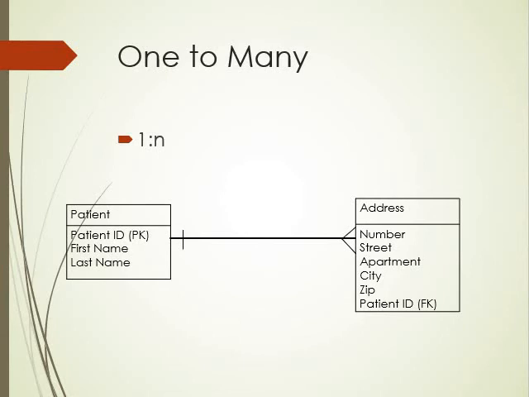A one-to-many relationship is the most important and most frequent type of relationship in relational databases, and they're used to represent all types of relationships. So for example, one patient, as identified here, can have many different addresses. In the table, you'll see that the patient ID in the patient table is the primary key, while it is the foreign key in the address table.